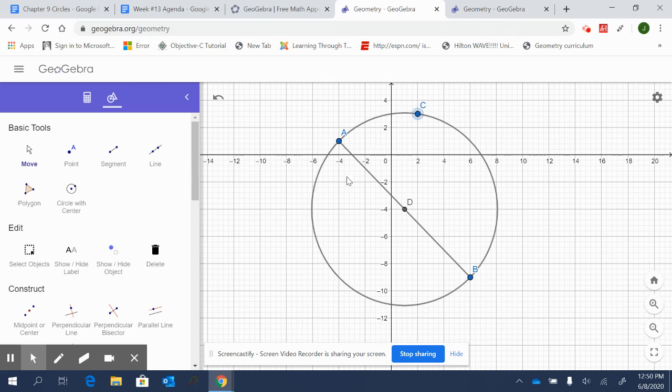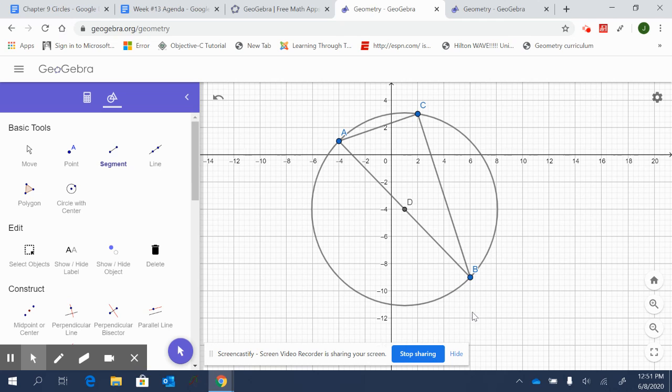Well, that's what I've done here. Basically, I've let this GeoGebra app, after I've plotted A and B, find the midpoint. In this case, it's D. I let GeoGebra plot a circle, and at X is 2, it looks like Y is going to be 3. That's going to create a right angle. Now, I'll just prove that to you if I connect them. Okay, it looks like it's going to be a right triangle.